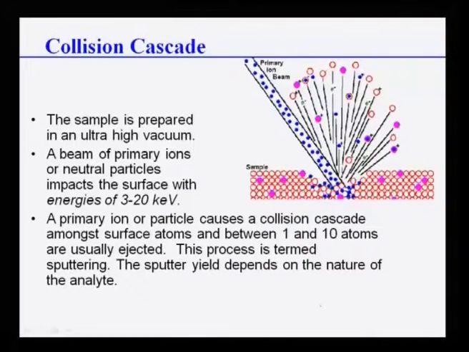So let me give you an idea about what happens in the collision. This is nothing but a collision cascade. A sample is prepared in a vacuum, and when you put in primary ions of energy 3 to 20 kilovolts, it causes a collision cascade among the surface atoms, and between 1 and 10 ions are created. This is obviously sputtering, but sputtering by using primary ions. Sputter yield depends on the nature of the sample also.